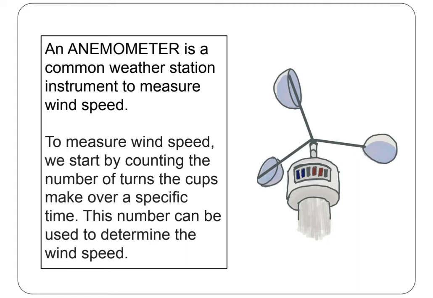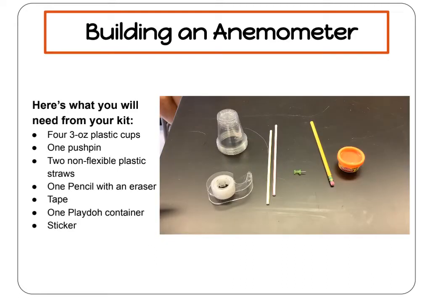To measure wind speed, we start by counting the number of turns the cups make over a specific time. This number can be used to determine the wind speed. You will use your anemometer to measure the wind speed where you live. Let's get started. Now that we've learned a little bit about how an anemometer works, it's time to make our own.